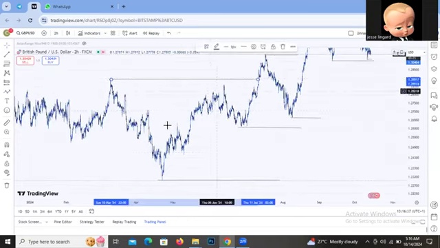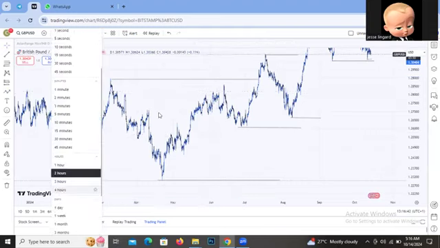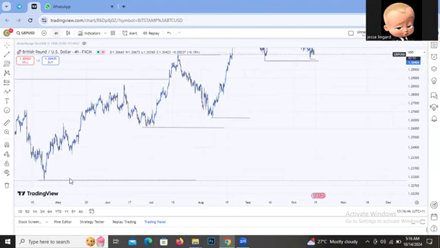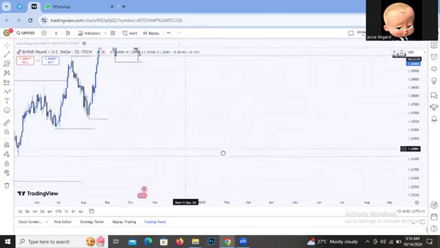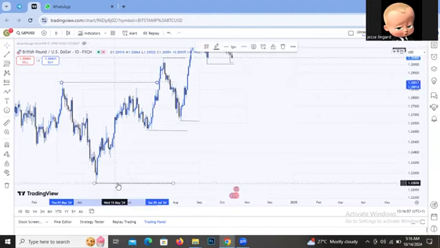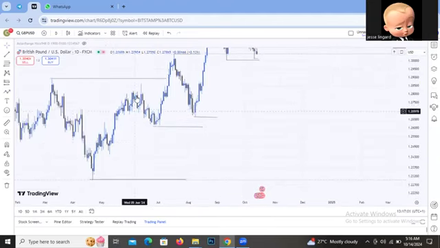This is just simple. If you go on 4 hours, you can see the structures clearly. This is the high low and this is the high, which is the external structure, and the external low. So the things that happen inside there are the internal structure.